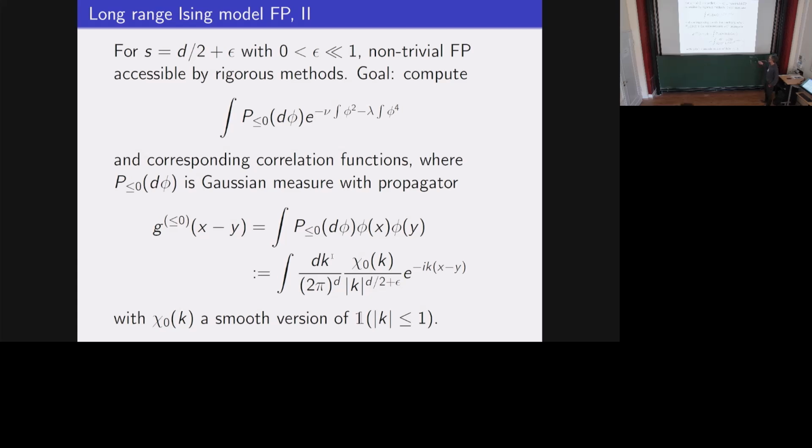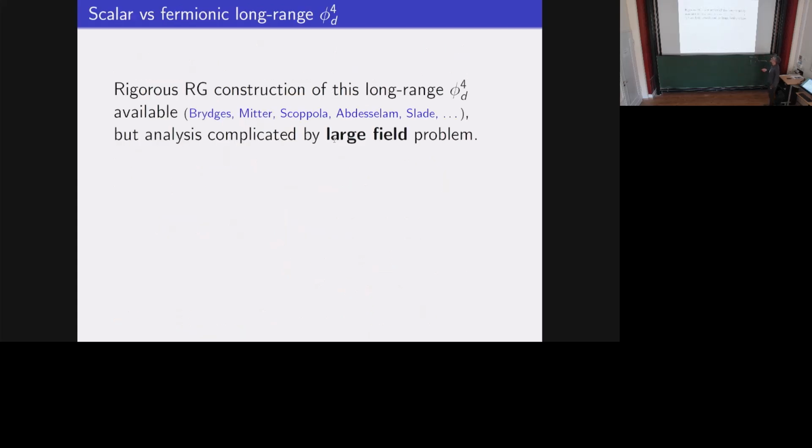So this is the reference Gaussian theory, and then you perturb it as you usually do with phi-4 theory, and then you add this term that you want to tune in such a way that correlation functions decay power law at large distances. Okay, so the partition function and correlation function, the fixed point, have been constructed by rigorous renormalization group methods by Bridges, Smith-Hertz, Coppola, and many collaborators.